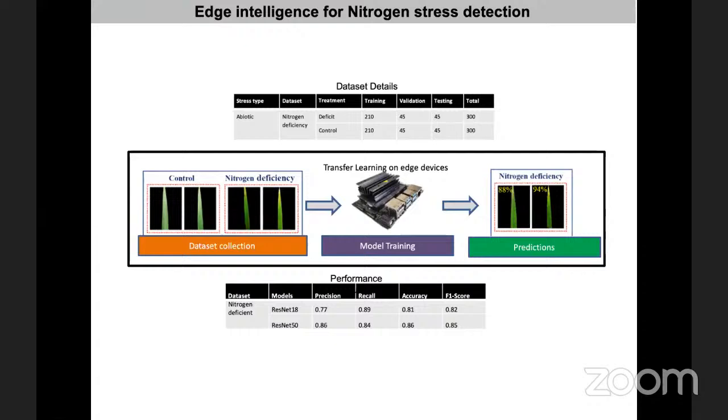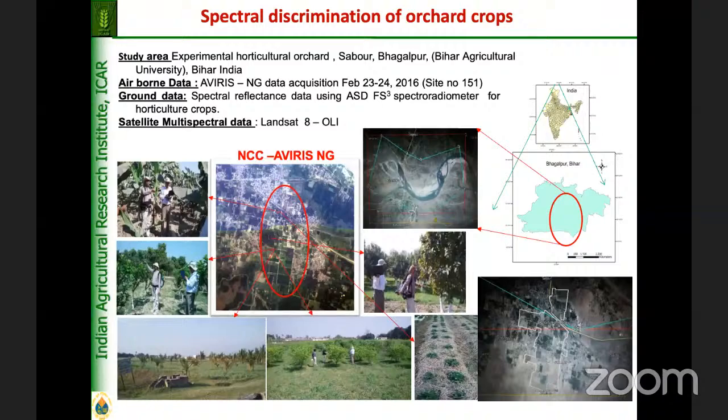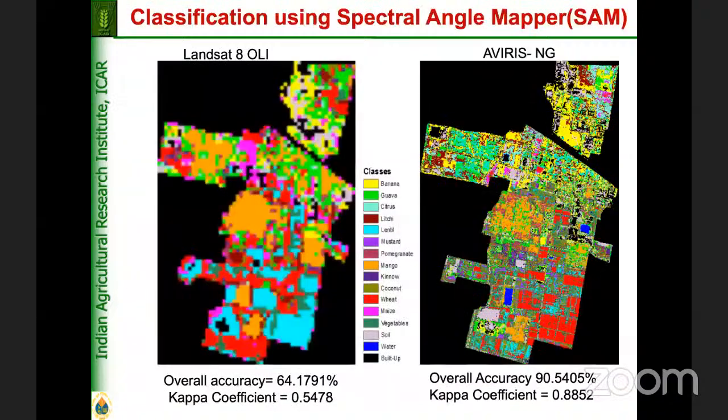Again, we try to use also edge intelligence. This is again one of my students who very recently did it and just communicated recently for nitrogen stress detections. And this is again some of the areas we have tried to do with the grape growing area in Nasik to minimize the pesticide spray and go for an efficient precision farming.